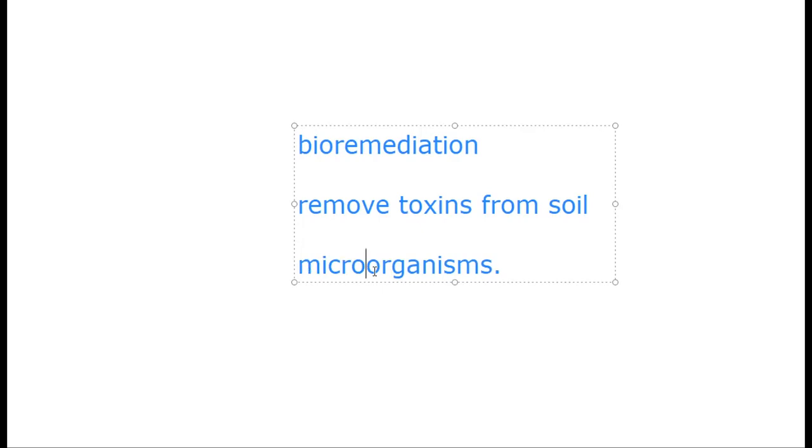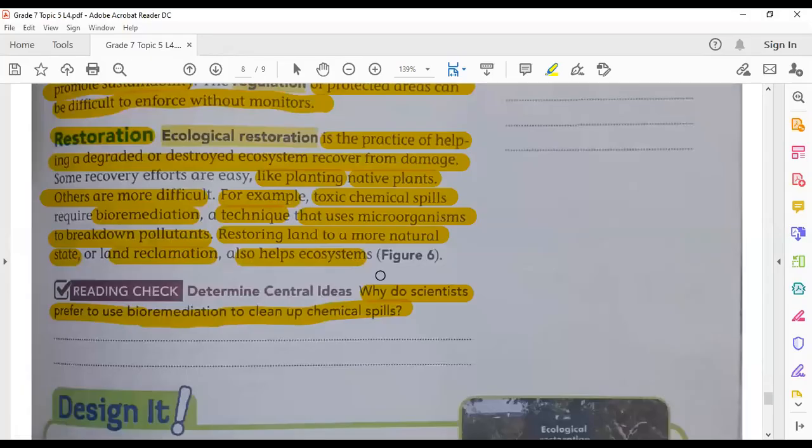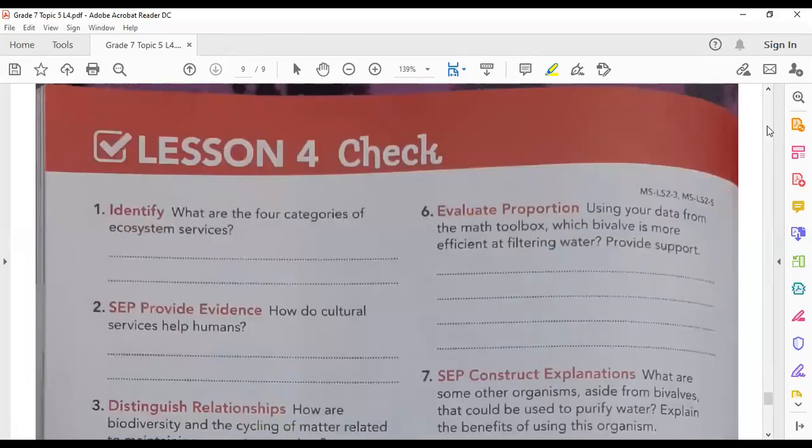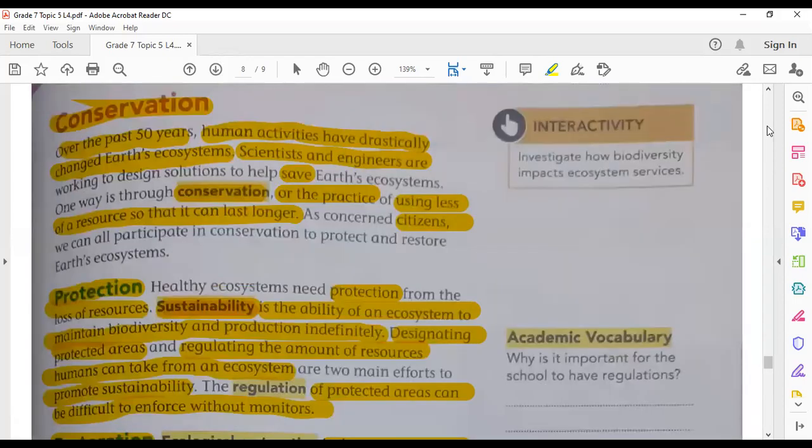Like bacteria, viruses. These microorganisms, we can use them to remove the toxins, because they feed on the toxins. And in this way, we can't harm the environment. This is called bioremediation. Is it clear now? Did you write the question? Finished? Okay, let's go to the lesson review.